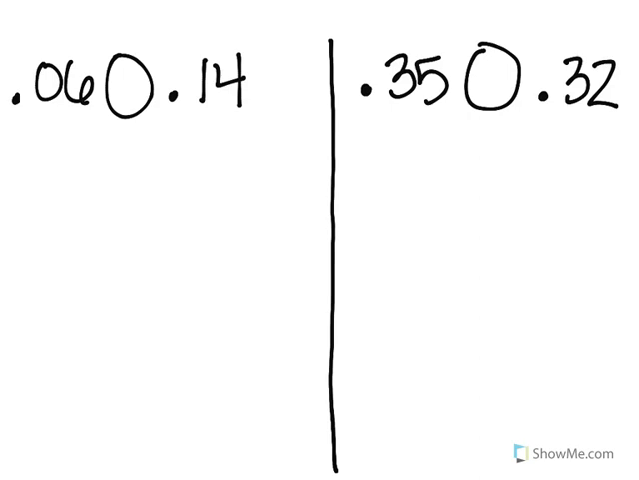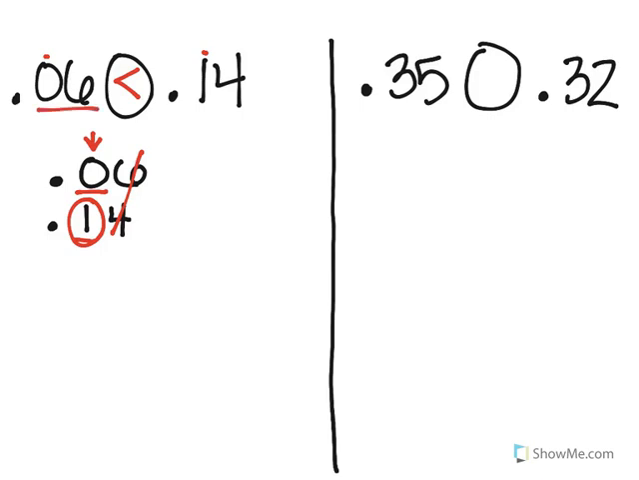Now let's try it with these problems. I have 0.06 and I'm comparing it with 0.14. I start at my biggest value, which would be the tenths. I compare 0 and 1. Are they the same? No, they're not. 1 is bigger. Since I found the bigger number, I don't have to compare these. I just focus on this. And since this 1 was bigger than this 0, 0.06 is less than 0.14, or 6 hundredths is less than 14 hundredths.